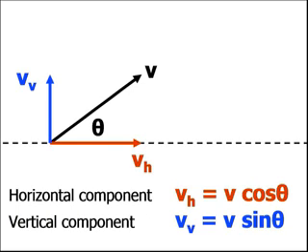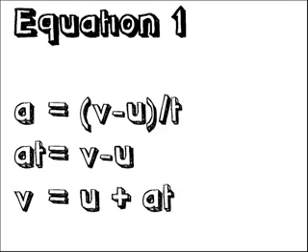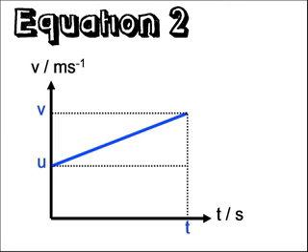So let's tackle the equations of motion. Equation 1 is the rearranged acceleration equation. a equals v minus u over t, to give you v equals u plus at. Done! Equation 2 is given when you plot a velocity time graph for a ball travelling at a constant acceleration like this one here.